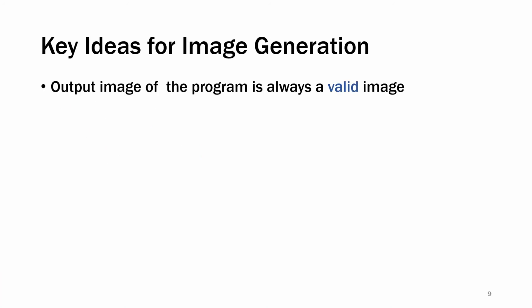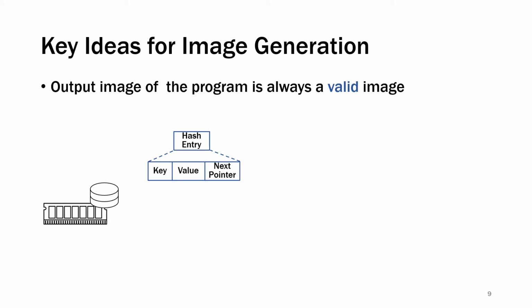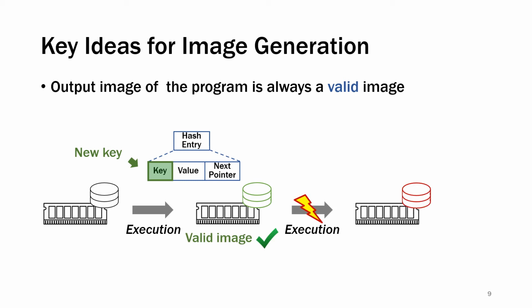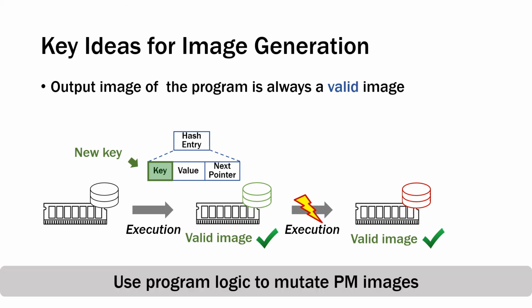We find that the output image of the program is always a valid image. For example, for the hash table, after executing some commands, we have some keys inserted, which is a valid image. And after executing some more commands and encountering a failure, we have another valid image, a crash image. So our key idea is to use the program logic for mutation.